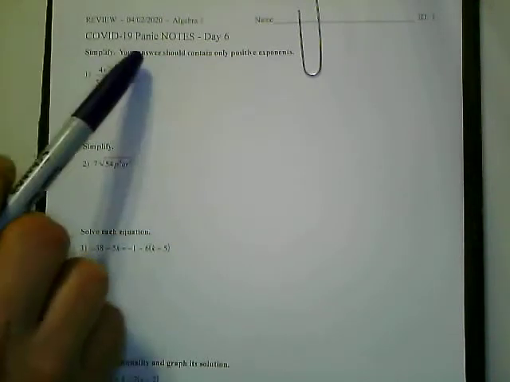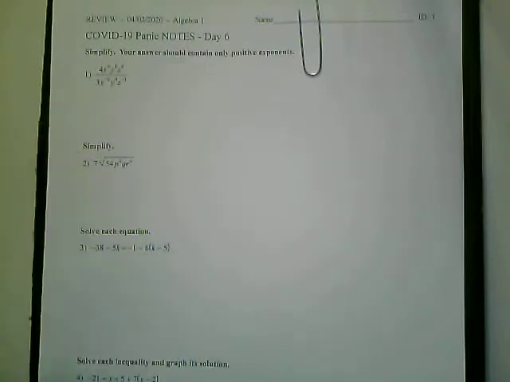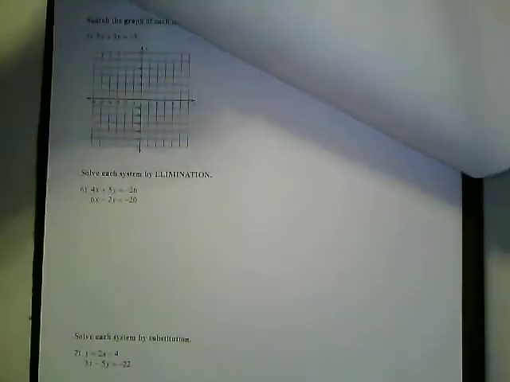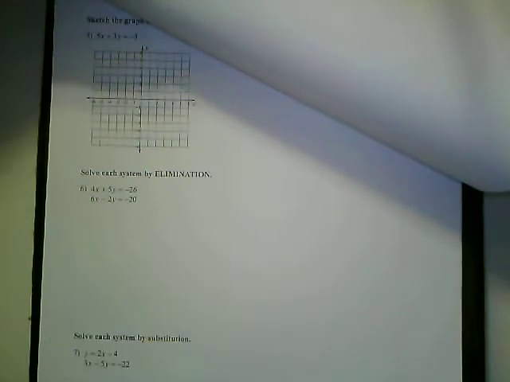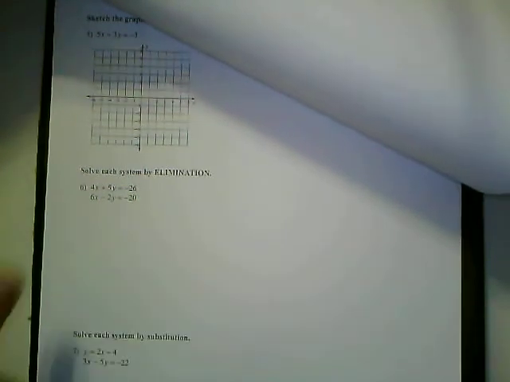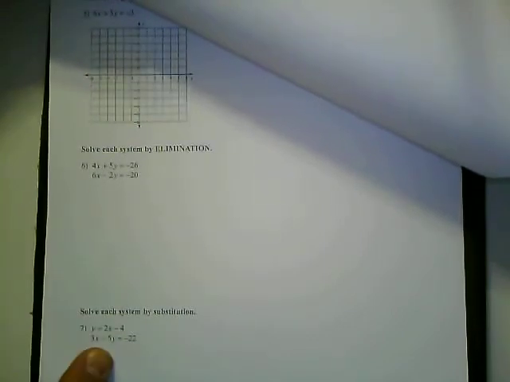It's COVID-19 Panic Notes Day 6. This is a review day, so we're going to review everything that we did. So 1, 2, 3, 4 are all review, and 5 is review. So is 6 technically, but I'm going to do 6 and 7 with you, an example of our notes. I'm not going to do 1 through 5.